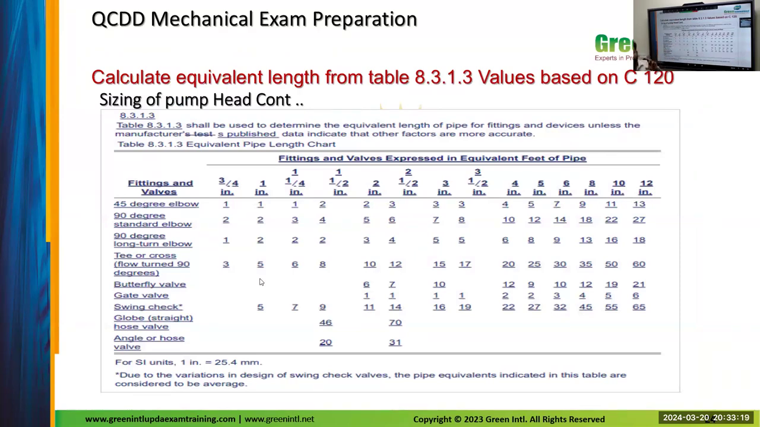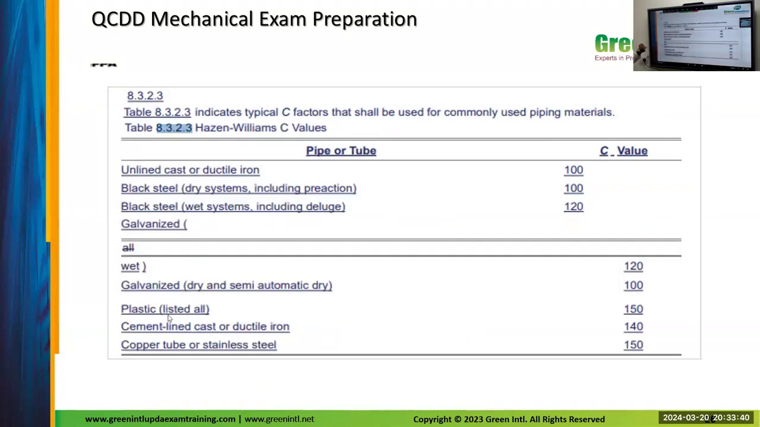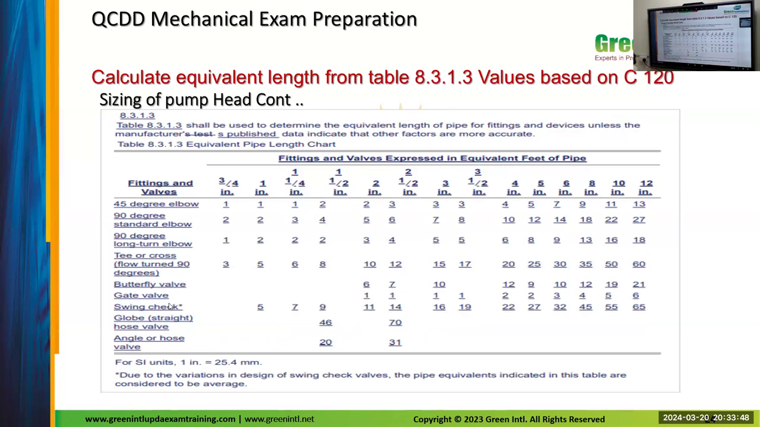So these losses will be calculated using the Hazen-Williams constant. This C is known as the Hazen-Williams constant. Here it is not given. Yes, here you can see the Hazen-Williams value. So for a 45-degree elbow, if you are considering 2 inch, then this is the equivalent length in inches.